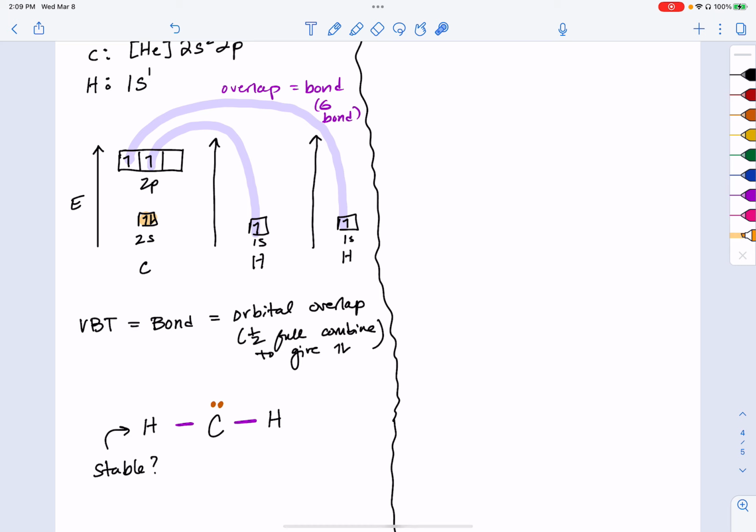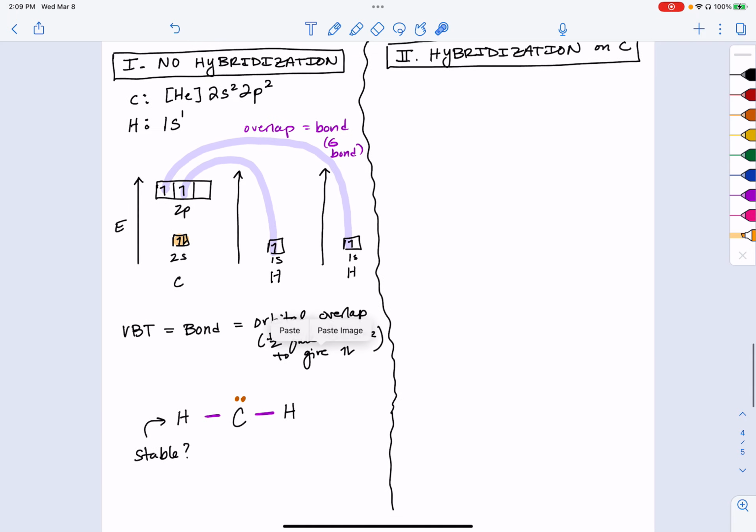Looking back at our orbital box diagram, if we were to spin pair so that this became spin paired and this became spin paired, carbon would still be lacking 2 electrons in order to fulfill its total valence orbitals, which is what we call octet down here, right? 2, 4, 6, 8. We're missing 2 electrons still. So if we were to look at valence bond theory with no hybridization, we see that we are not able to form a stable, simplest hydrocarbon.